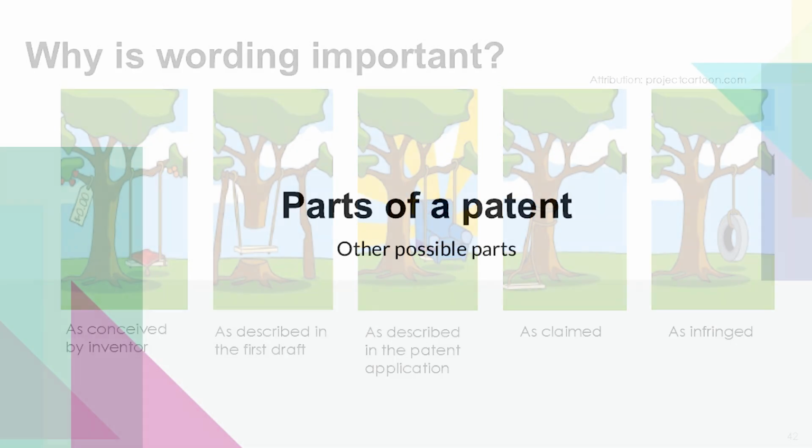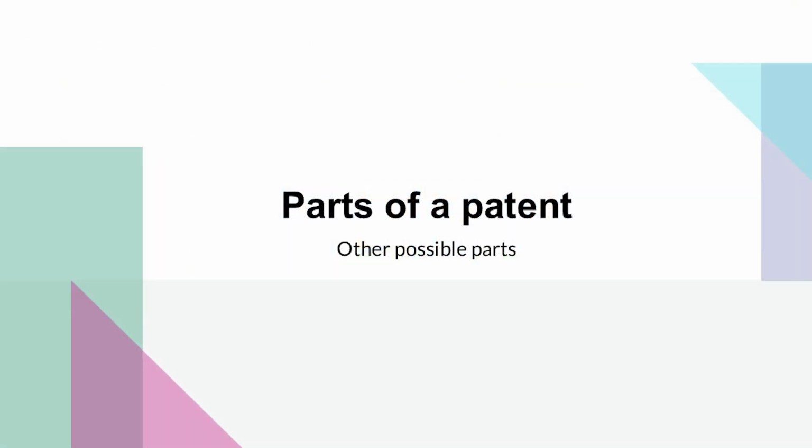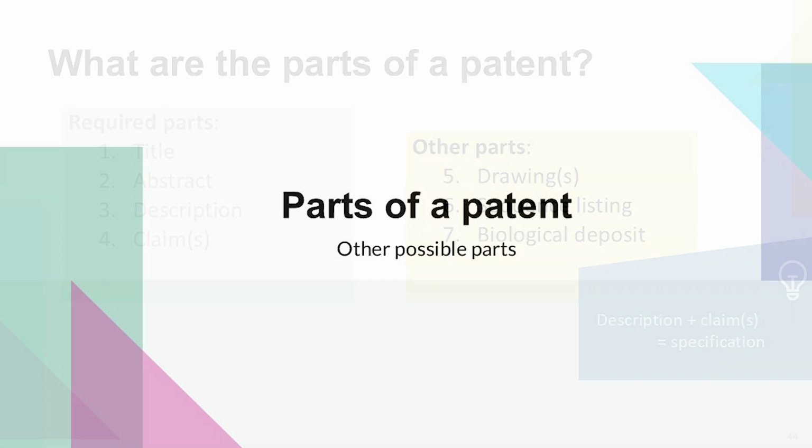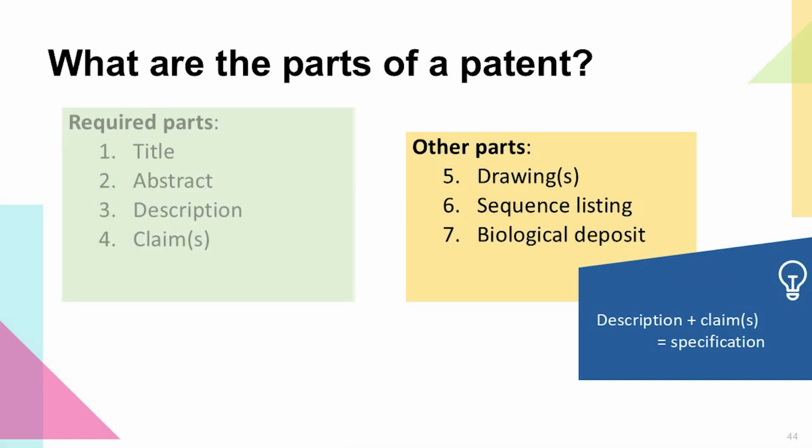So we have now completed the mandatory parts of a patent. Let's see what else can be asked. Remember this slide? Now we will talk about the other parts of a patent, the ones in the yellow square, that are needed sometimes depending on the invention.